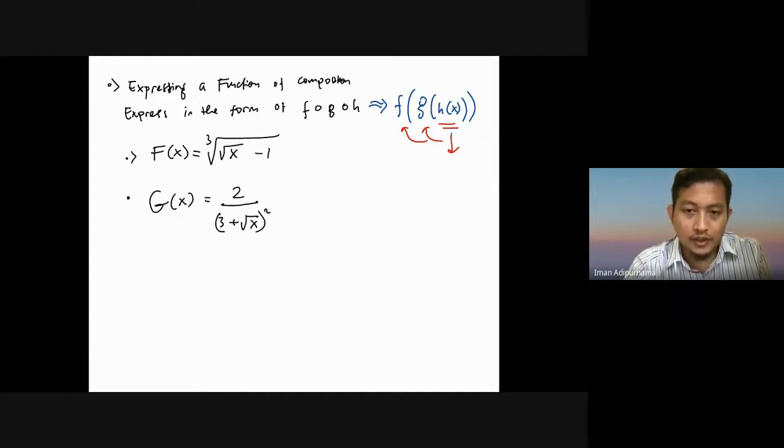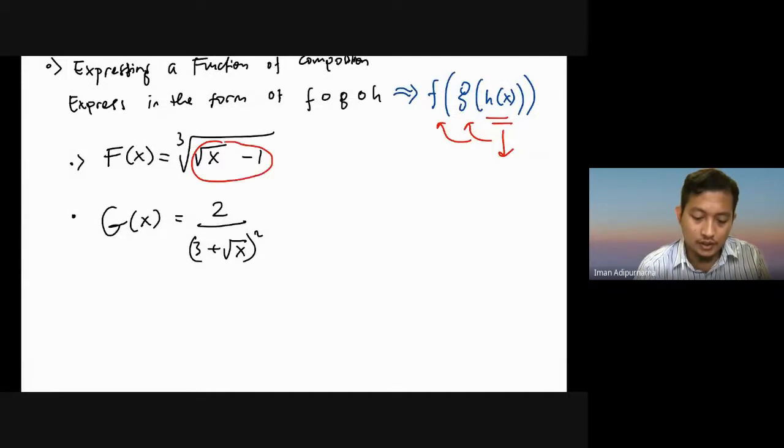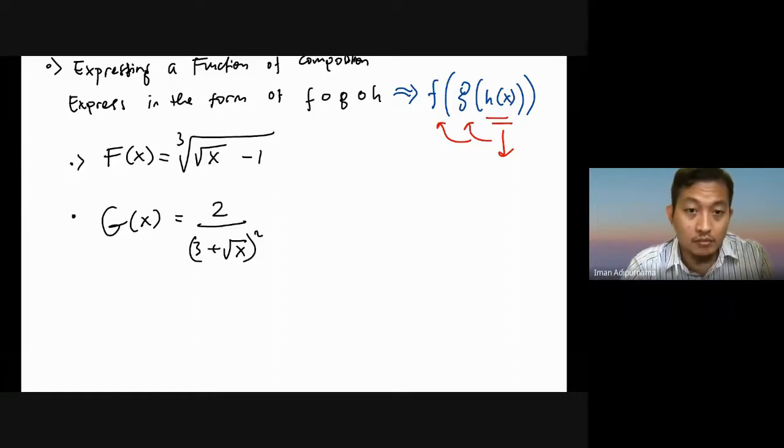Now you need to think that this is composed of 3 functions. Okay? If it is 2 functions, you just think from here and then these 2 functions, right? But if it's 3, you need to think there's another function that can be made from the whole functions.